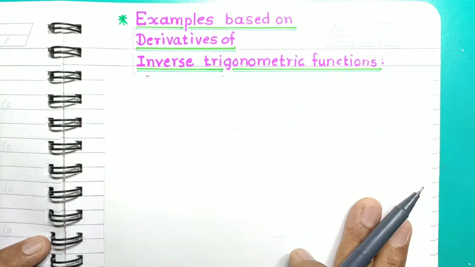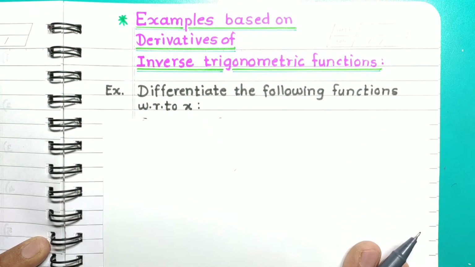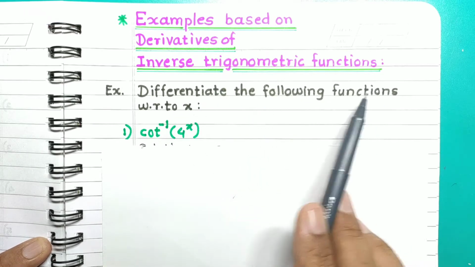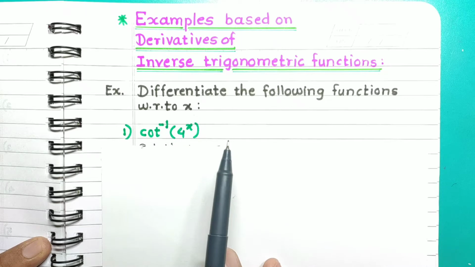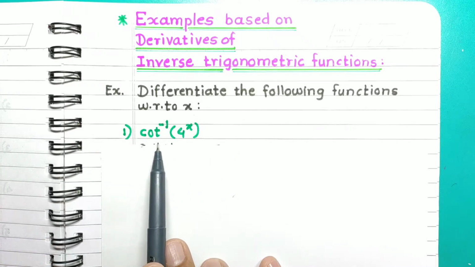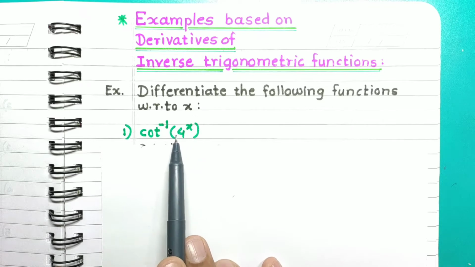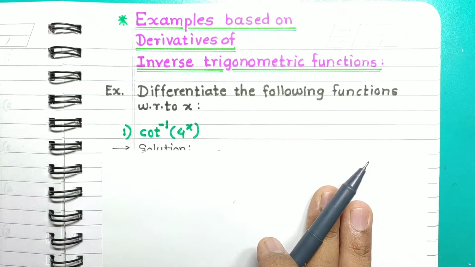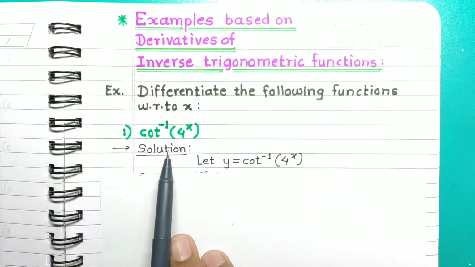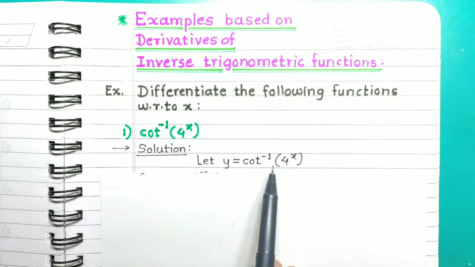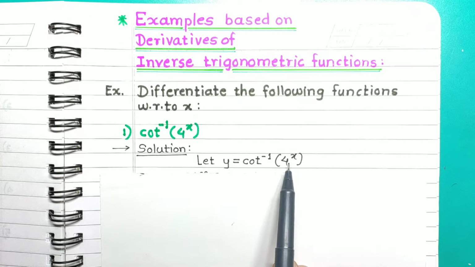Now let's start. First example is C. We are asked to differentiate the following functions with respect to x, and the first given function is cot inverse of 4 raised to x. So here in the solution you write down the given function and let it be y. So y is equal to cot inverse of 4 raised to x.